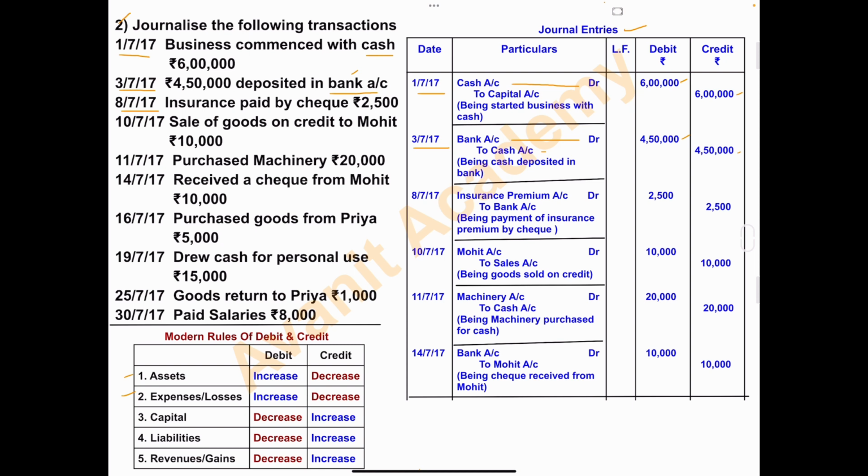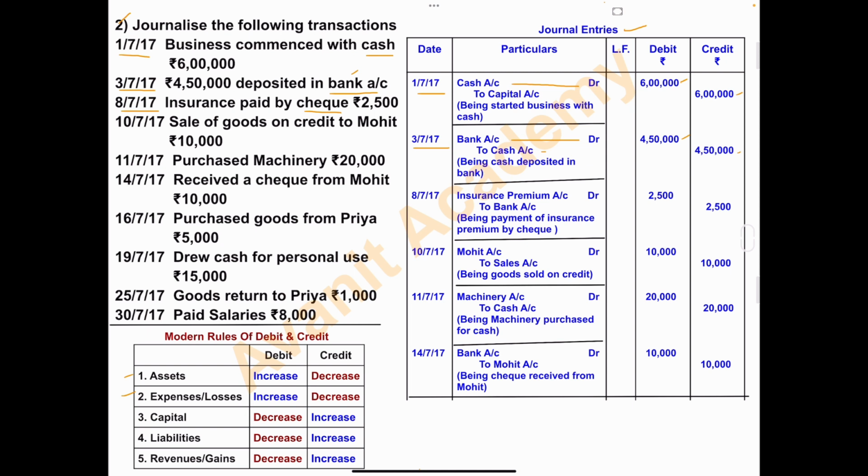So, this third transaction is insurance paid by check. The expenses of the business is increased. So, insurance account or insurance premium account is to be debited. And this insurance payment is made by check. How have they paid the insurance premium? By giving the check. By giving the check means which balance will decrease? Cash in hand balance will decrease or cash at bank will decrease? Cash at bank. Right?